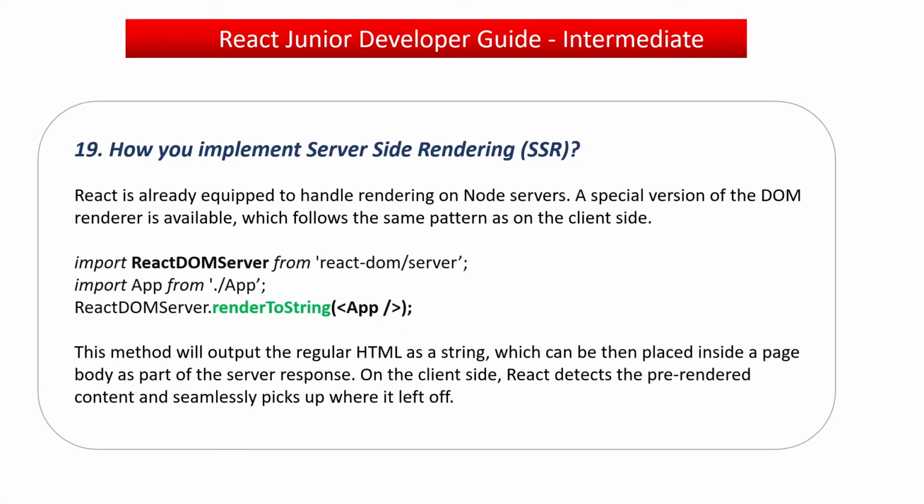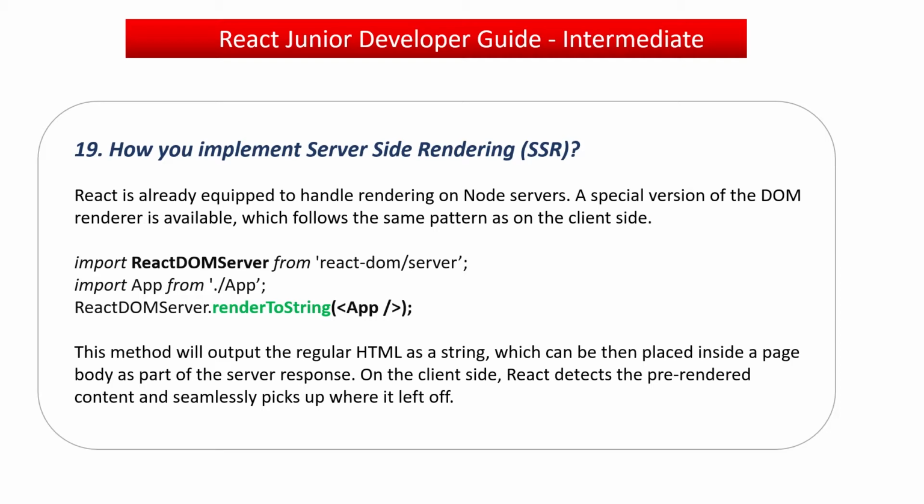So let's check out our next question, which is how you implement server-side rendering, which is similar to the previous question. You want to render something which is coming from the server, that is server-side rendering, and you want to render some information into text or a string, whatever format you want. So React is already equipped to handle rendering in a Node server. So server-side rendering means that it renders on the server, like Node servers. React is a JavaScript library, and Node.js is also a JavaScript framework. Node.js is actually for the backend and React is actually for the front end. So what is rendering in the Node.js server is actually server-side rendering, and React has that feature.